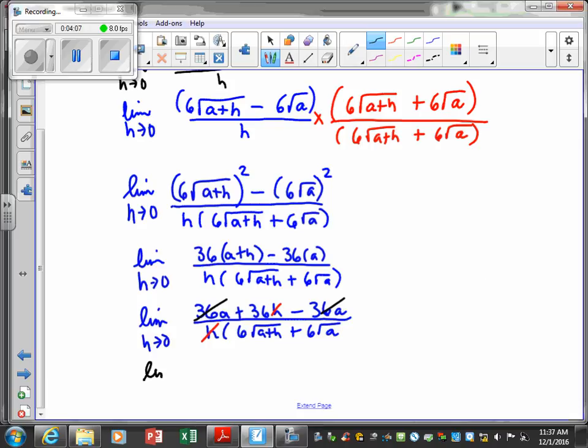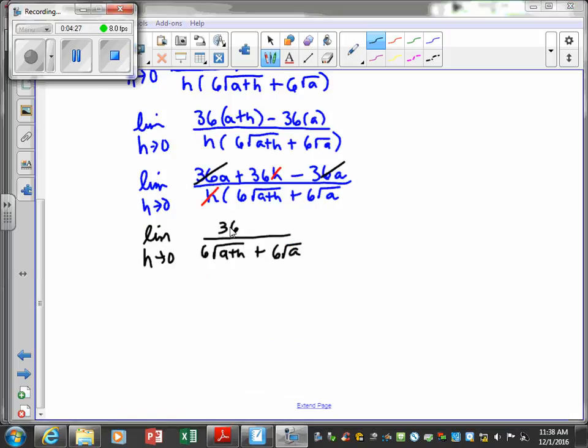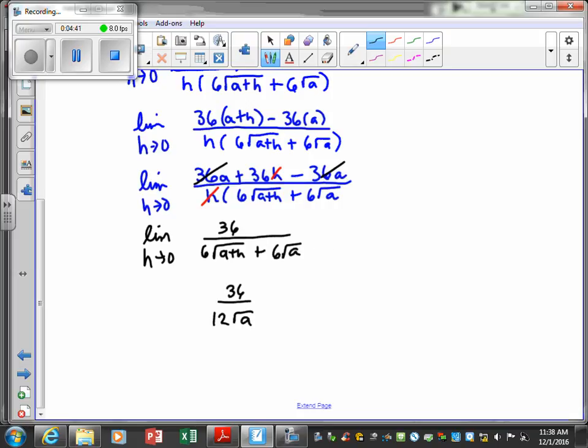So we'll have limit of, what's that leave us, 36 in the numerator, and then this in our denominator. So we want to take the limit as h approaches 0. The limit of that function as h approaches 0. So let's go ahead and calculate that now. Okay, so that's just going to leave me with a 36 in the numerator. And if this is 0, that's just going to give me 6 square root of a plus 6 square root of a. Well, what's that simplify to? 12 square root of a. Okay, what about this though?